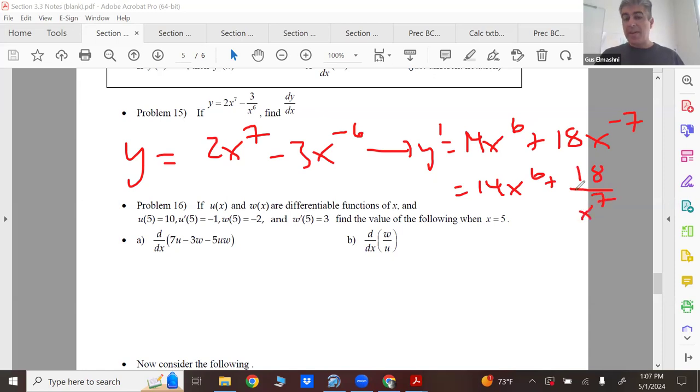So there you go, right? I mean, again, we don't really have to use the quotient rule if we don't want to. For 3/x^6. Okay.